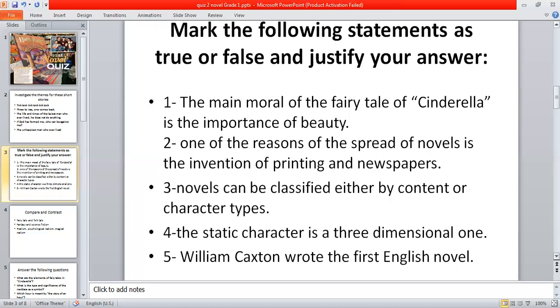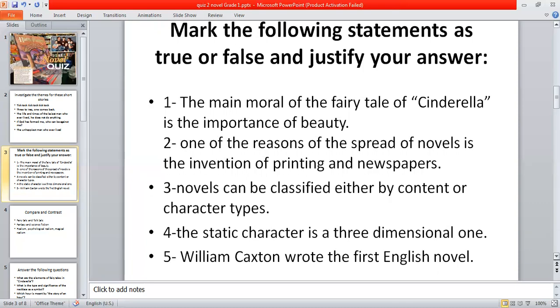Number 4, the static character is a 3-dimensional one. True or false? Number 5, William Caxton wrote the first English novel. So this is the end of question number 2.